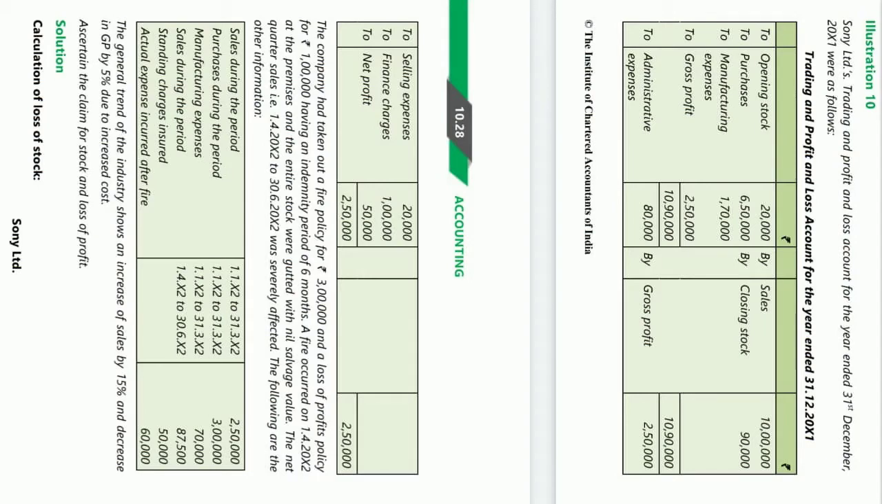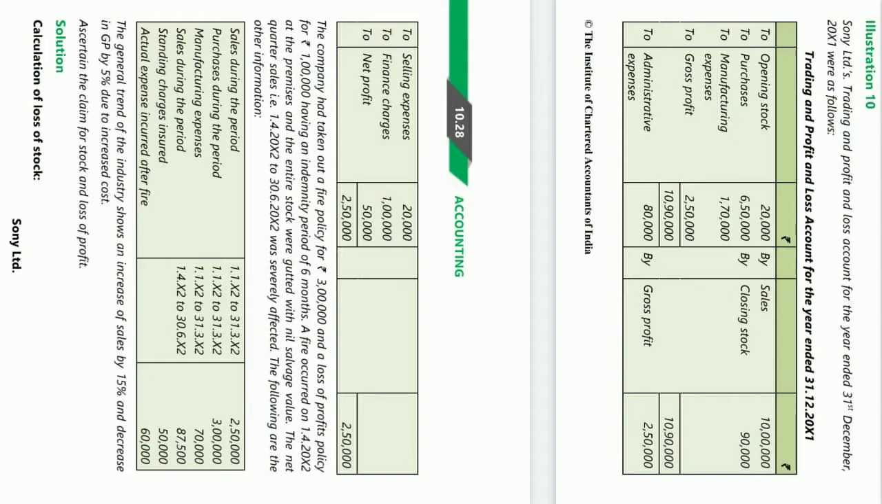Today let us solve one important problem based on insurance claim: how to prepare the insurance claim for loss of stock and loss of profit. Illustration 10, CA Intermediate accountancy subject. Sony Limited's trading and profit and loss account for the year ended 31st December 2011 were as follows.